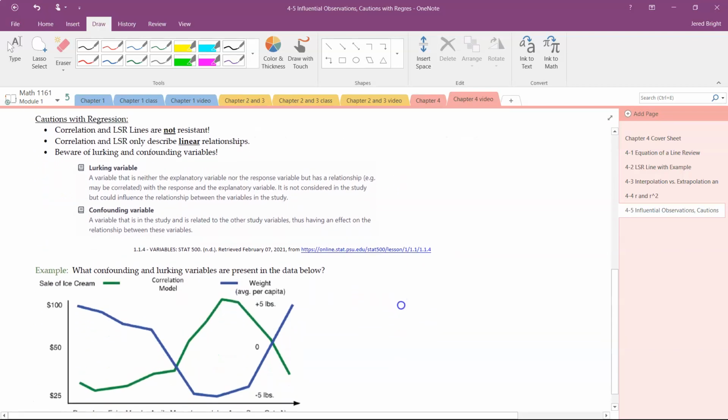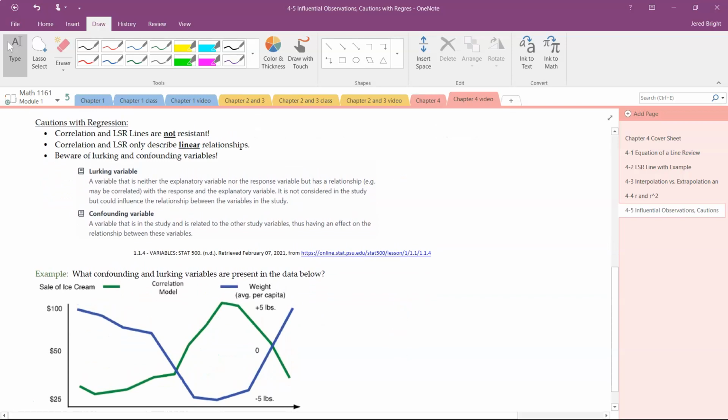Okay, other final cautions with regression. Just as we talked about correlation not being resistant, given that it's very closely tied with the LSR line calculation, the LSR line is not resistant either. And a big thing is that when we talk about correlation and LSR, these describe linear relationships only. So if there's any sort of nonlinear pattern in our data, if you're using a line to describe it, shame on you. That's wrong. Linear relationships only.